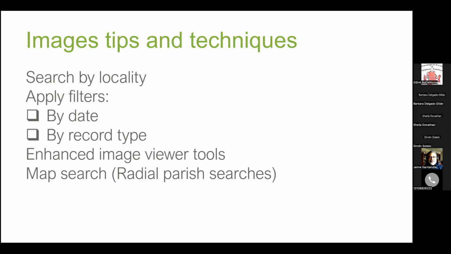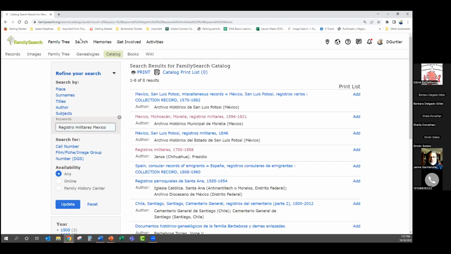Let's say you can't find your ancestor in the town he's supposed to be in. You can look around and see what other towns are close by in case he might have wandered off, because that's not uncommon. So let's go into images. I'm going to go back to Family Search, and then from the home page, click on Search and then Images.